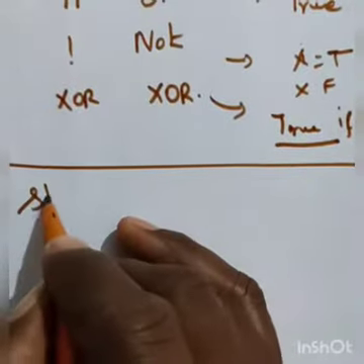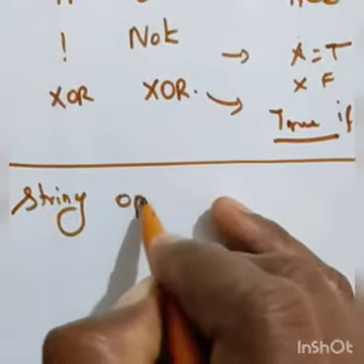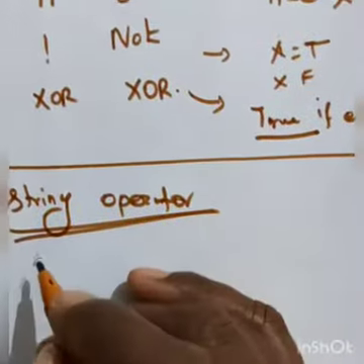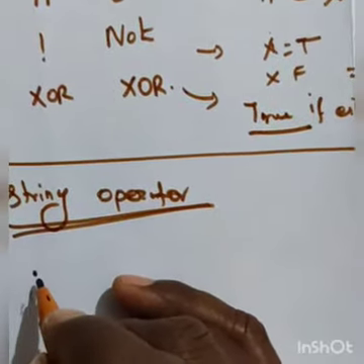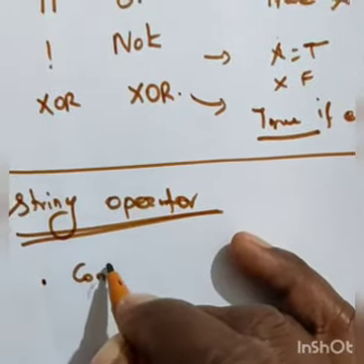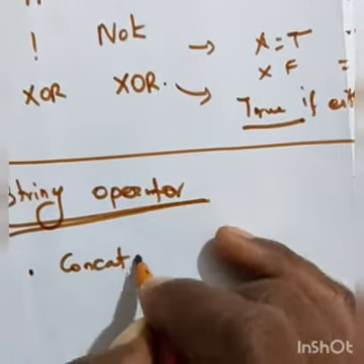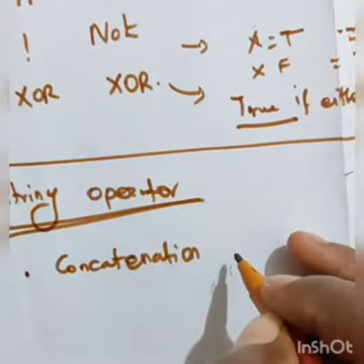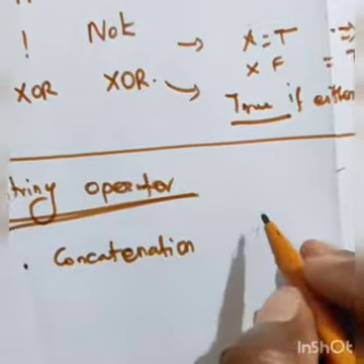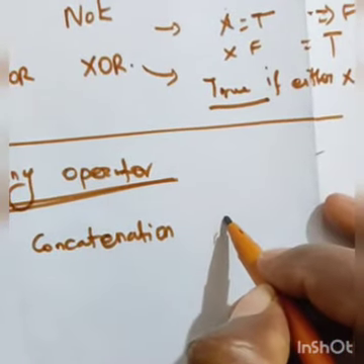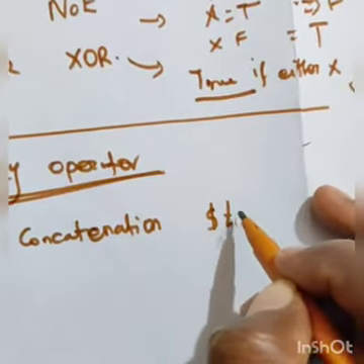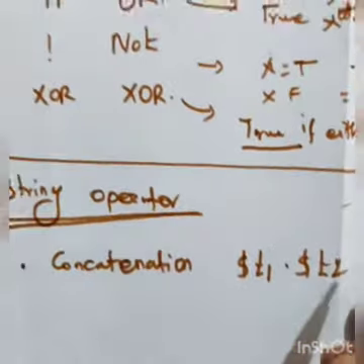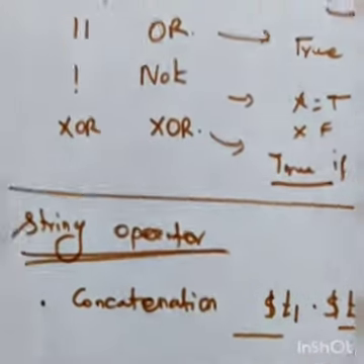Next I will teach string operators. The string operators, there are two string operators. Dot. Dot means concatenation. Concatenation means both strings you can add. For example, dollar T1 dot dollar T2. There, both strings you can add it.